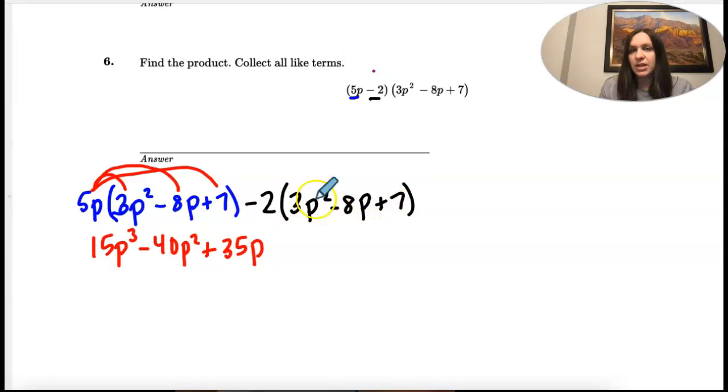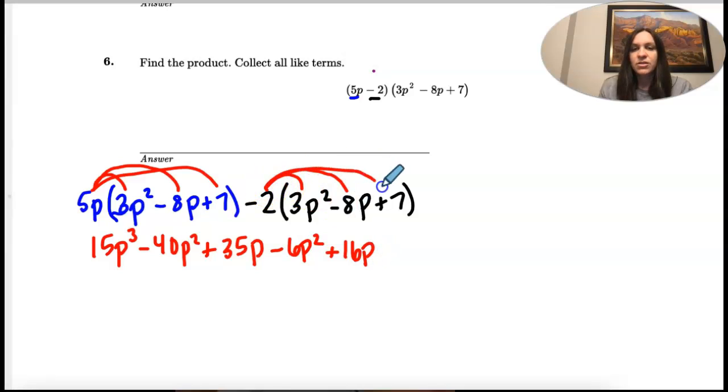Now we're going to do the same thing here. Negative 2 times 3 is negative 6 p squared. Negative 2 times negative 8 is positive 16, and we just have 1p. Negative 2 times positive 7 is negative 14. So now we want to find all of our like terms.